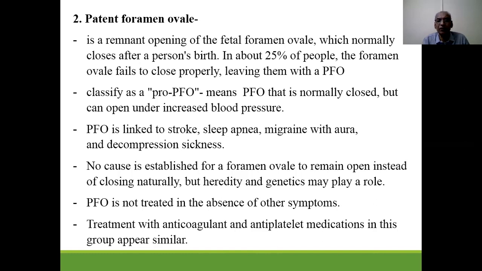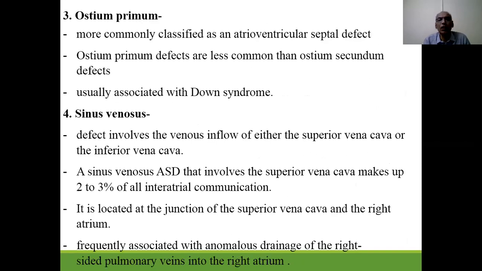No cause is established for this foramen ovale to remain open, and it may be hereditary or genetic. Treatment requires anticoagulant and antiplatelet medications. Third type is ostium primum. It is also called atrioventricular septal defect, and this is less common than the ostium secundum type and usually associated with Down syndrome.